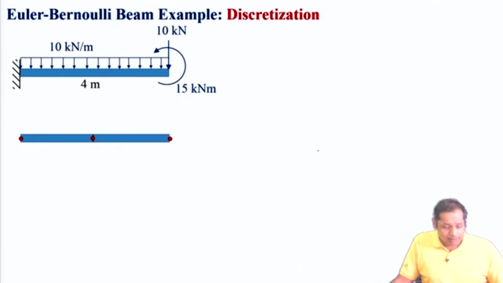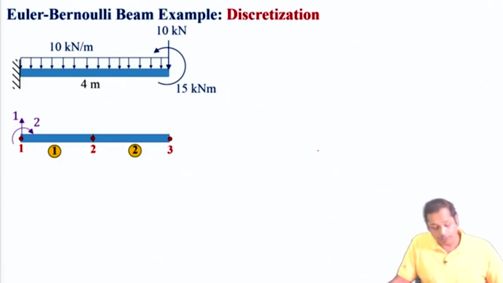So there are 2 elements and 3 nodes, and these nodes are 1, 2 and 3. These 2 elements are element number 1 and element number 2. Then 1, 2 are the global degrees of freedom at node number 1, 3, 4 are the global degrees of freedom at node number 2, and 5, 6 are the global degrees of freedom at node number 3. So 1, 3, 5 are the degrees of freedom associated with transverse deflection, and degrees of freedom 2, 4 and 6 are rotations.